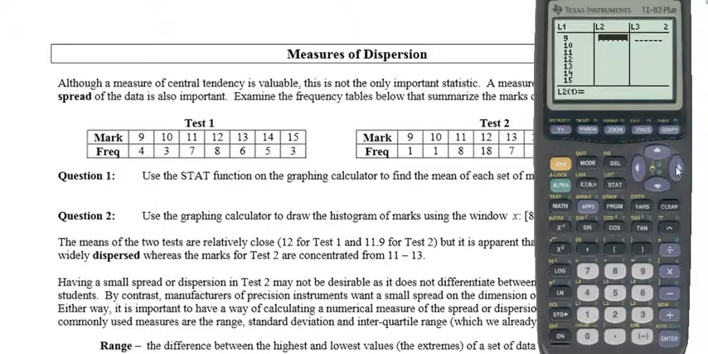In L2, I'm going to put the frequencies for test 1. So 4, 3, 7, 8, 6, 5, 3. And in L3, I'm going to put the frequencies for test 2. 1, 1, 8, 8, 7, and what are the last two? 0 and 1.